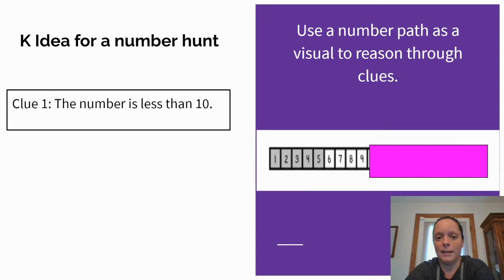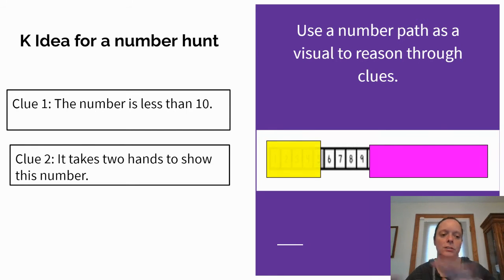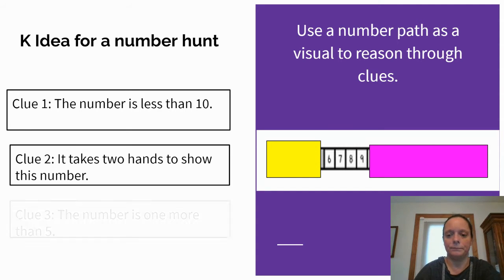So then I provide that scaffolding of covering up numbers 10 and greater to 20. And we provide the next clue. So we know our answer has to be between 1 through 9. It takes 2 hands to show this number. So I want kids to think about fingers on their hands and that you only have 5. So the number has to be 6, 7, 8, or 9.